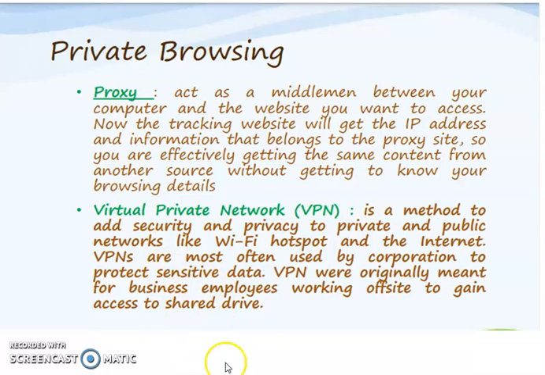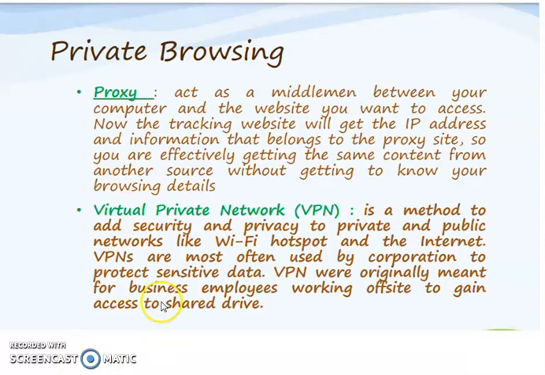Next one, proxy. This acts as a middleman between your computer and the website you want to access. Now, the tracking website will get the IP address and information that belongs to the proxy site. So you are effectively getting the same content from another source without revealing your browsing details. So this proxy is a middleman between your computer and the website.